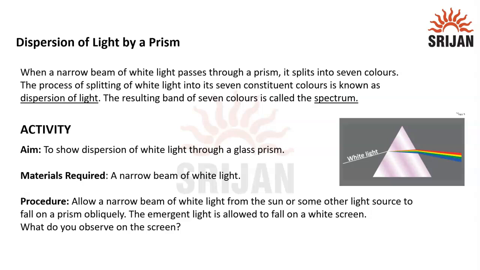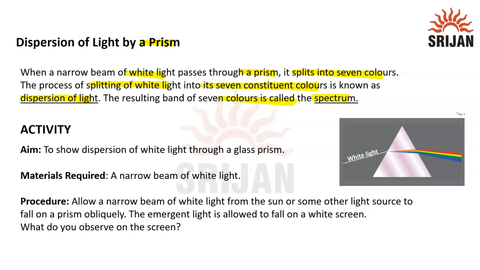In this video, we'll learn about dispersion of light by a prism. When a narrow beam of white light passes through a prism, it gets split into 7 colors. This process of splitting of white light into its 7 constituent colors is simply known as the dispersion of light. The resulting band of 7 colors is called the spectrum.